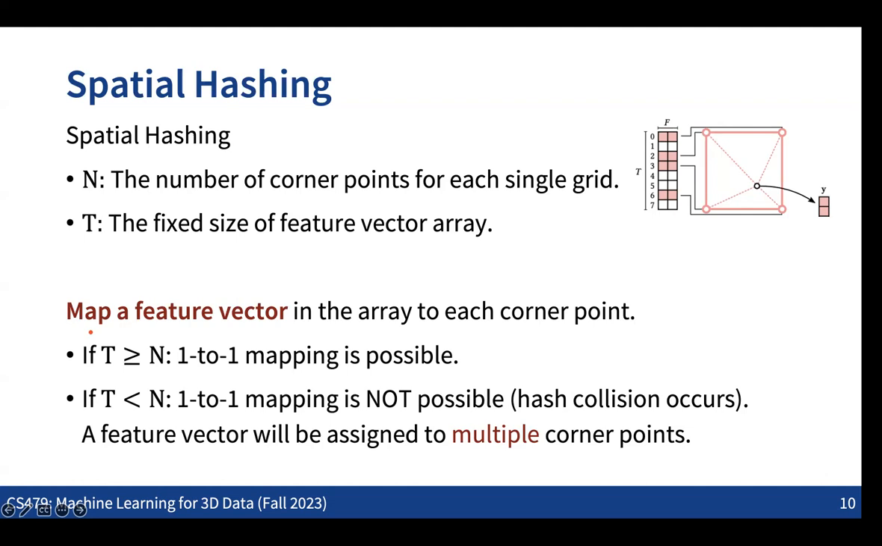But we are resolving this issue by using the multi-resolution grids, which means that while two corner points might share the same feature vector in one resolution of the grid, they may not have the same feature vectors in the other resolution of the grid. So in terms of combining the features from the different resolutions of the grids, we can still differentiate these corner points, even while assigning the same feature vectors to some other corner points.